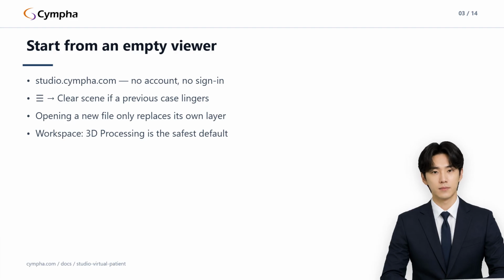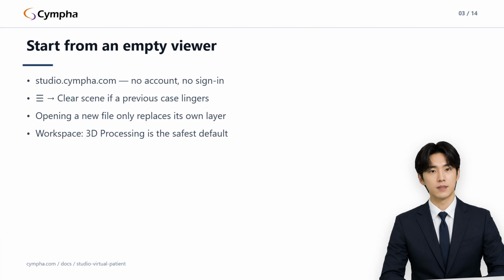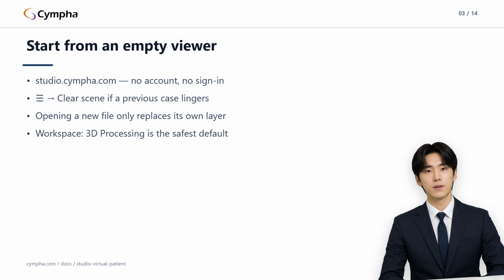One more piece of setup, the workspace nav in the top bar. A workspace is a menu filter that keeps Studio's menus appropriate for the task. 3D processing is the broadest workspace and the safest default while assembling a virtual patient. Facial scan narrows the menu down if you're focused purely on face-to-bone alignment.